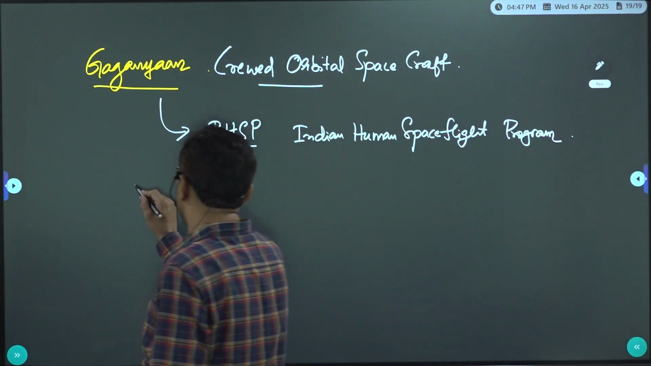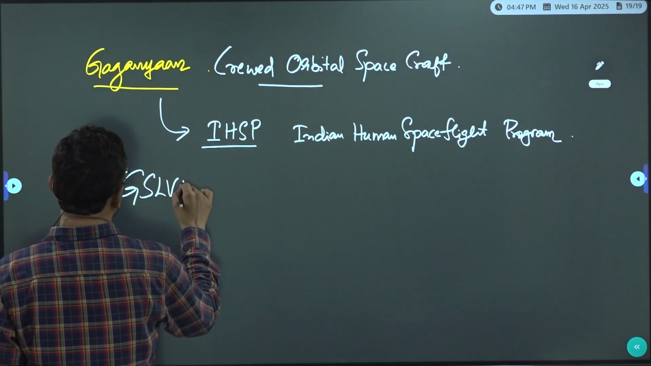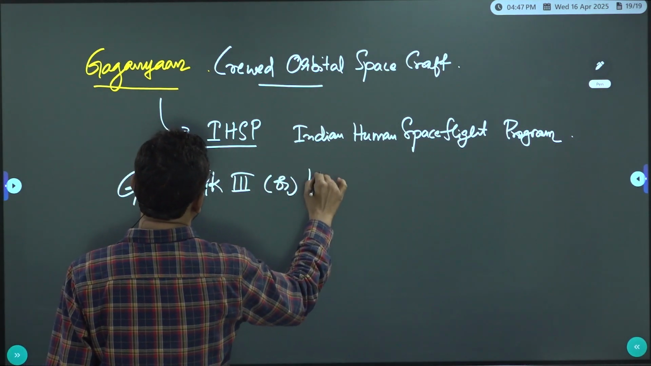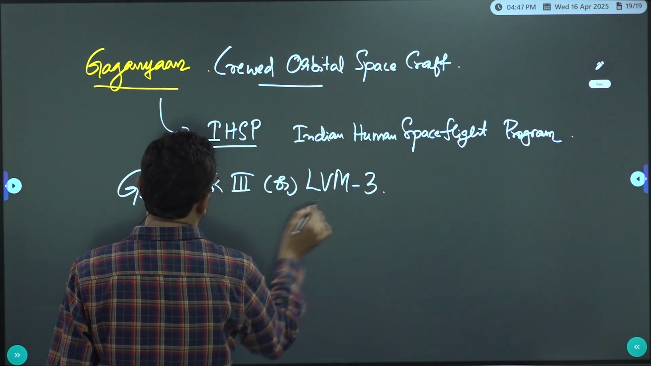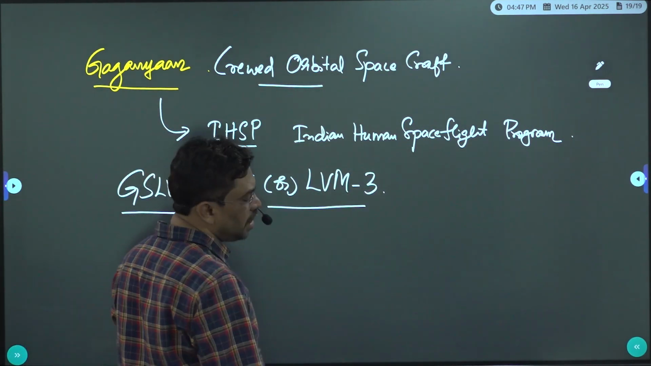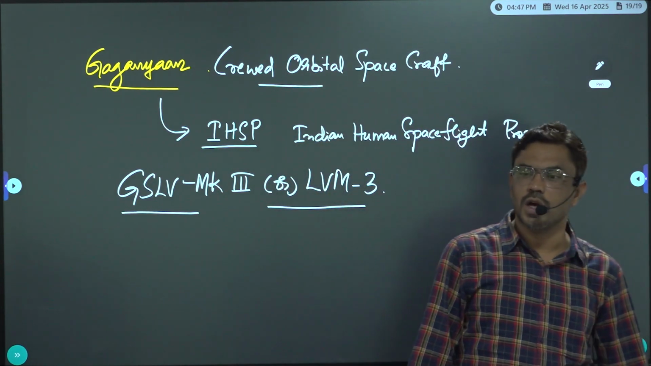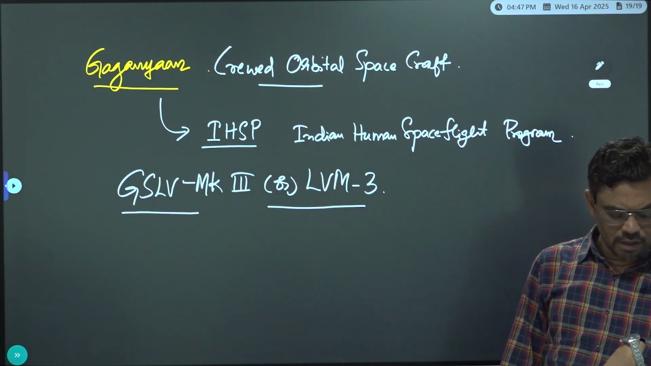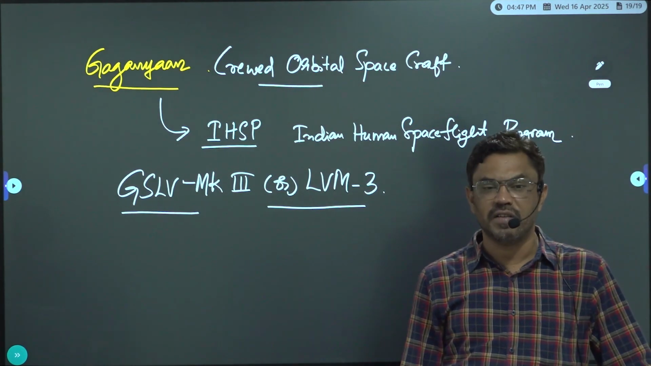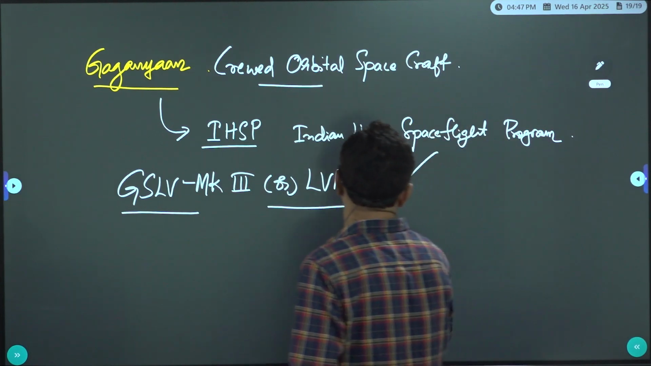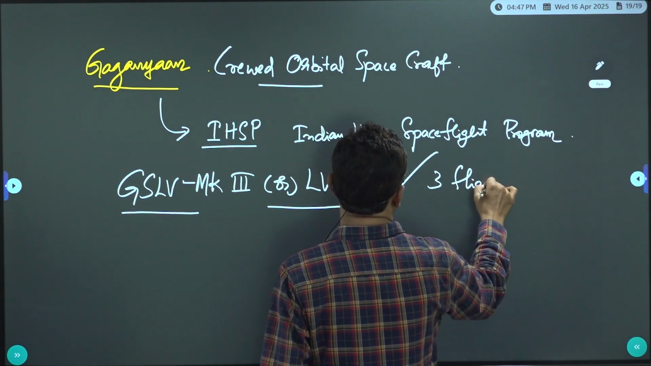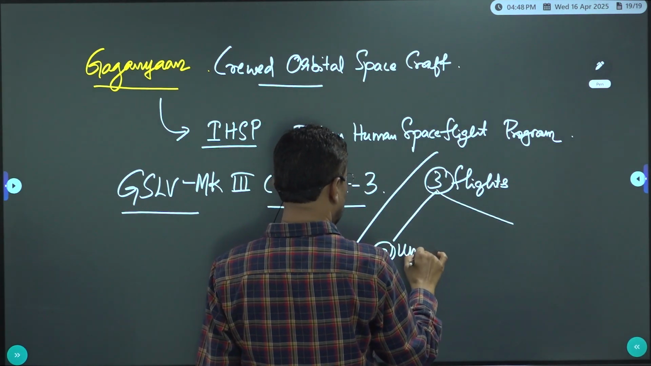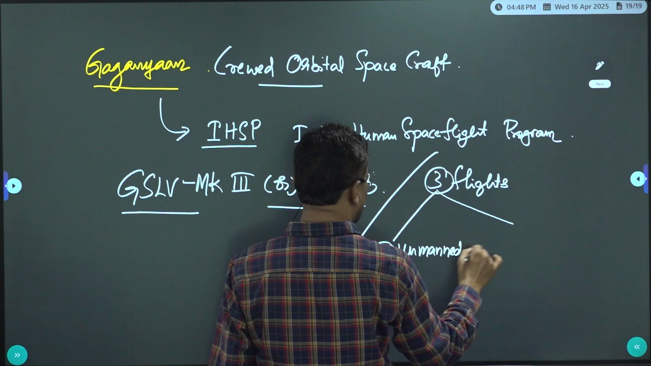The GSLV MK3, also called LVM3, Launch Vehicle Mark 3, is the rocket used to launch Gaganyaan. Here 3 flights will be conducted: 2 unmanned flights and 1 manned flight.